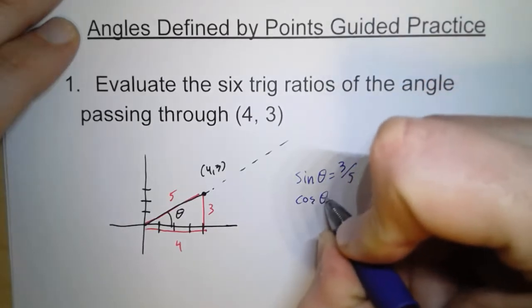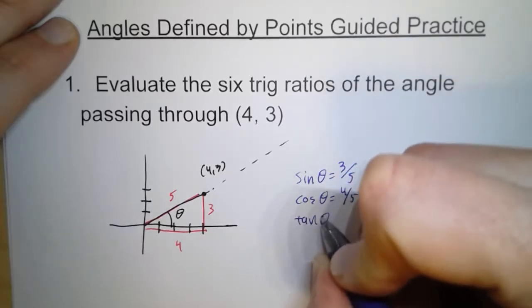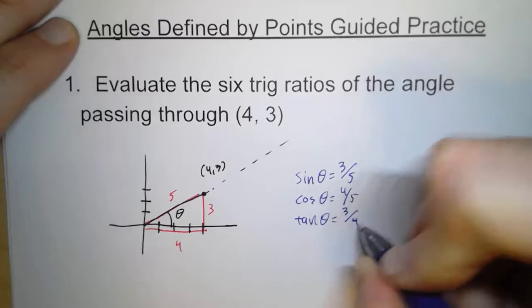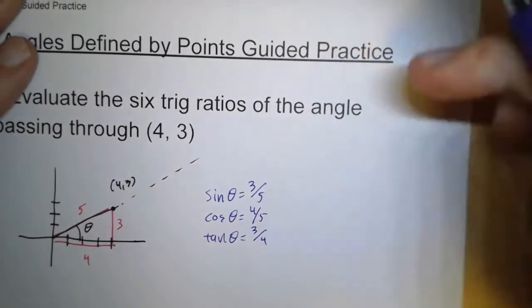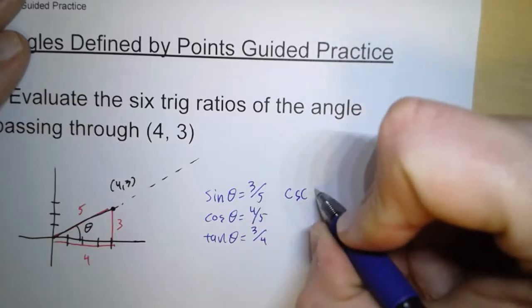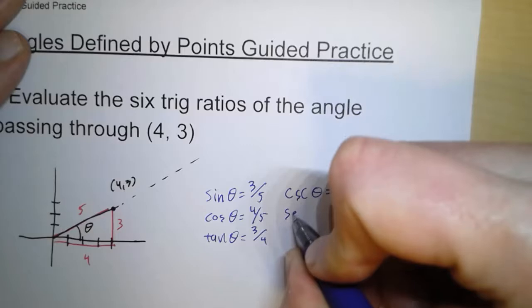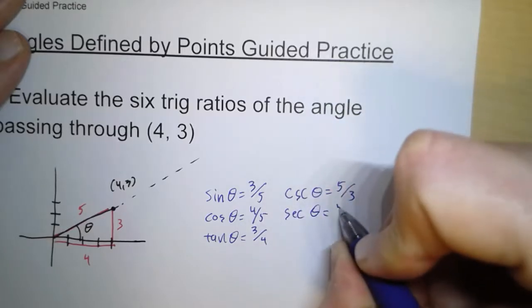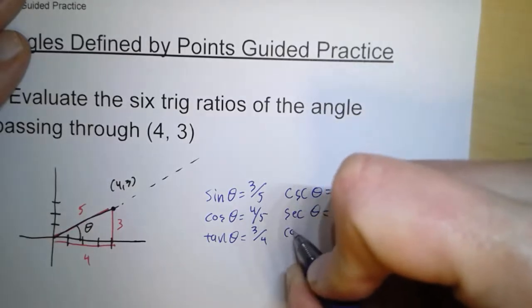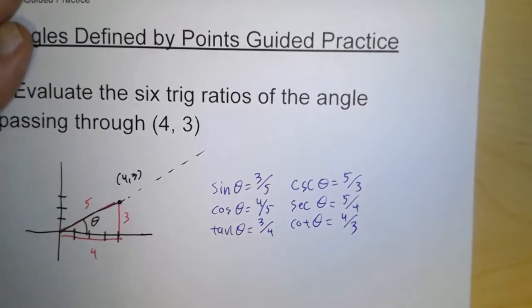Cosine of theta is going to be 4/5, and tangent of theta is going to be 3/4. So that means the other 3: cosecant, which pairs with sine, is the reciprocal, and that's 5/3. Secant of theta is going to be 5/4, and cotangent of theta is going to be 4/3.